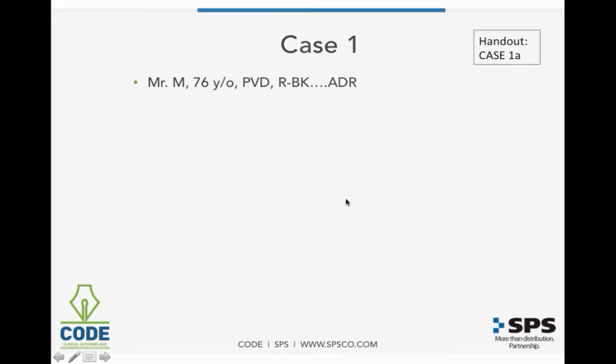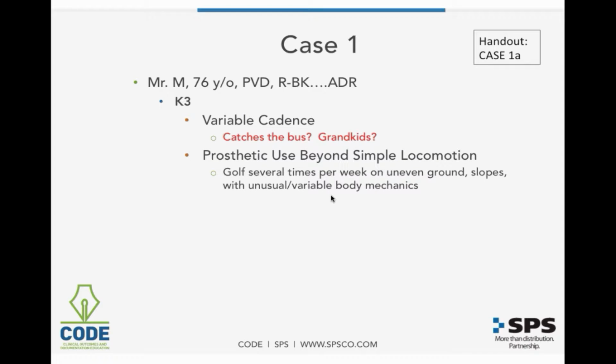So this first case is Mr. M. He's a 76-year-old, as we said, with peripheral vascular disease in the right BK, and they got an additional documentation request for this person. He was labeled as a K3, right? So in order to be a K3, they had to support that with some information. And the way they supported K3 was they said, oh, he has variable cadence, and he uses the prosthesis for more than simple locomotion. And that's a good start, but then you have to back that up with what exactly he does that requires variable cadence.